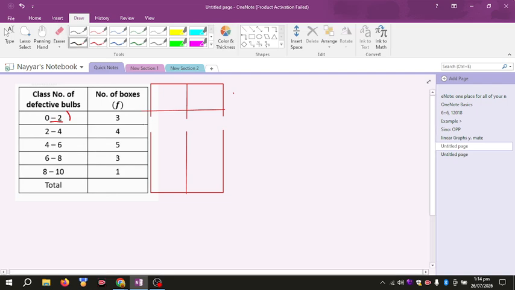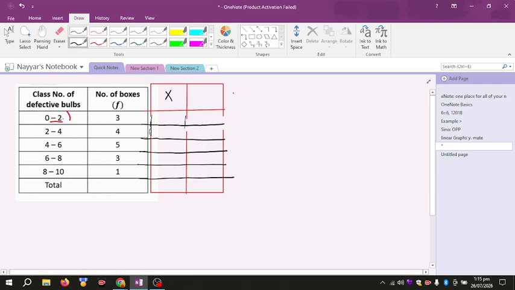Okay, let's simply draw. What I've told you is that we need to calculate x. X is the midpoint. Midpoint means that you add up these two values and divide by 2. Or you can simply see what the middle value from 0 to 2 is. It's 1, so write down 1. From 2 to 4 it's 3. From 4 to 6 it's 5. From 6 to 8 it's 7. From 8 to 10 it's 9.